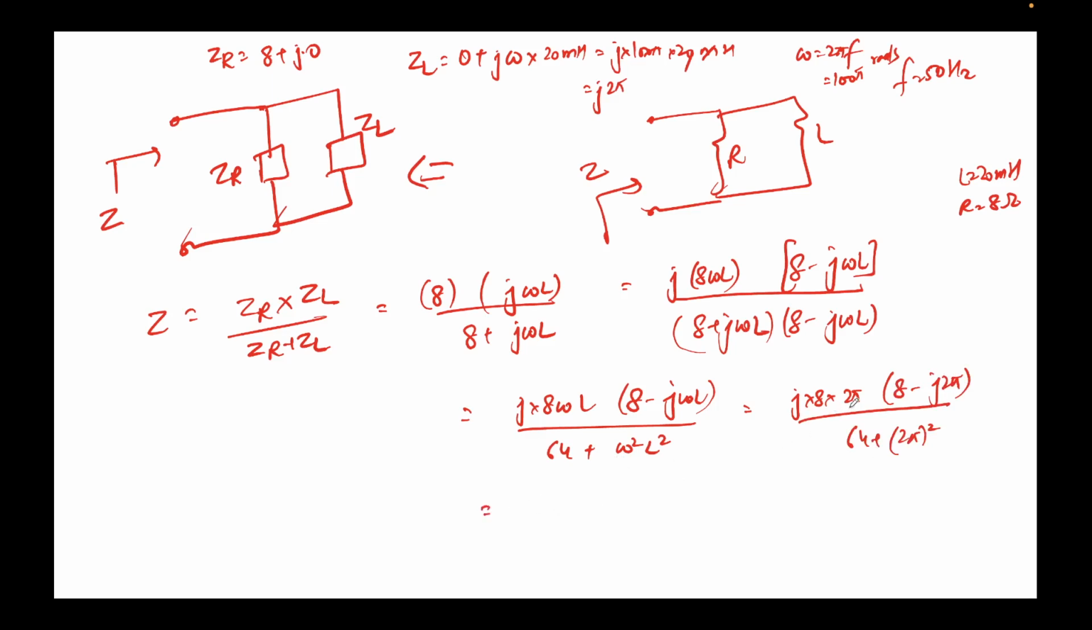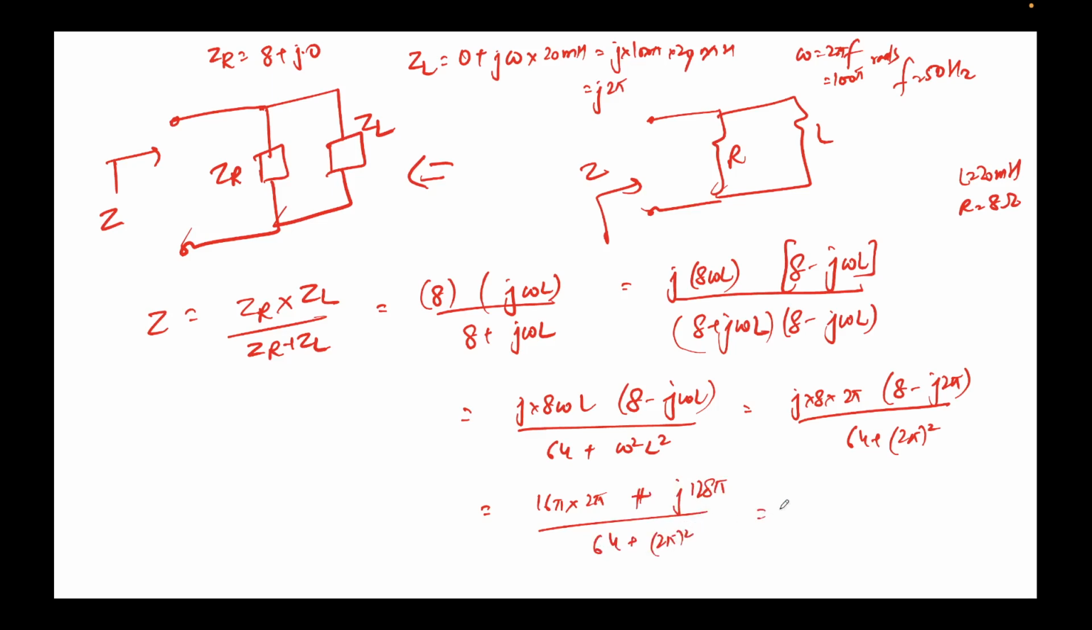So now what I can do is simply multiply the J term inside. So what I'll get is the first term will become 16 pi into 2 pi, that is 16 pi into 2 pi, plus 16 into 8 is 128 pi, times J, right? And this will be over 64 plus 2 pi whole square.